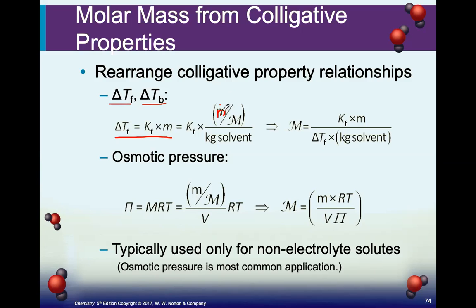So this is the mass divided by the molar mass, which will give you the number of moles, but divided by the kilograms of solvent will give you the molality. So we are substituting this by this expression. And then we're solving for molar mass. So the molar mass can be calculated from the Kf, the molality, the delta T that we observed, and the kilograms of solvent.